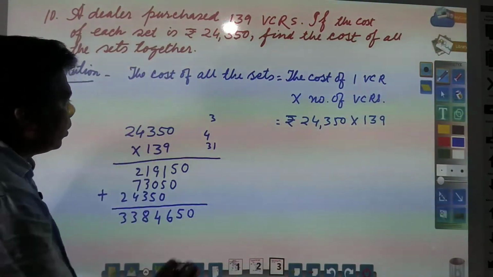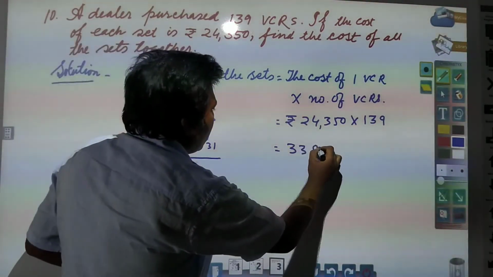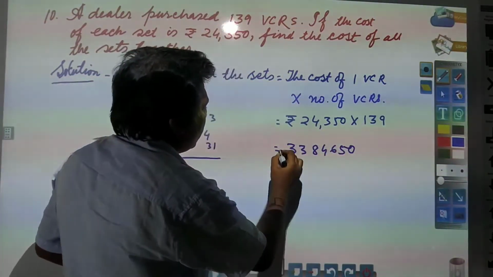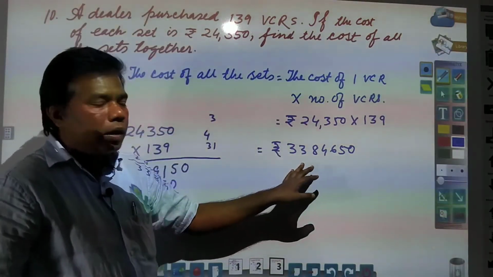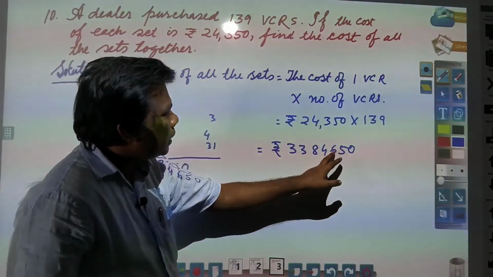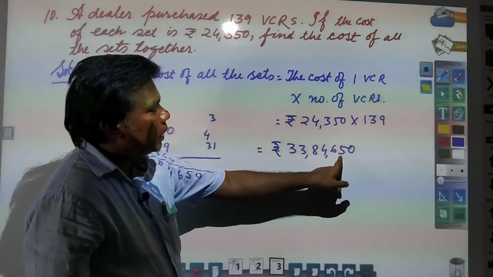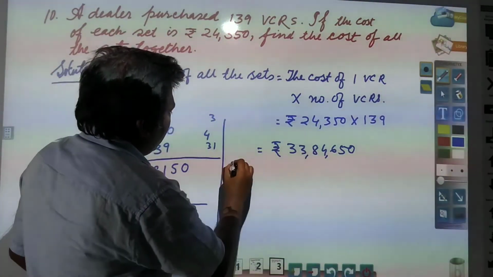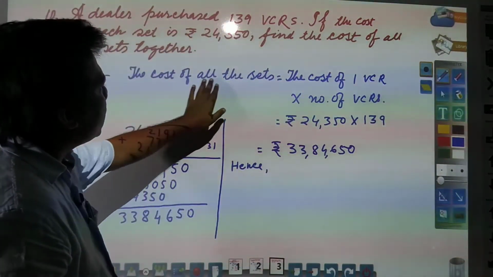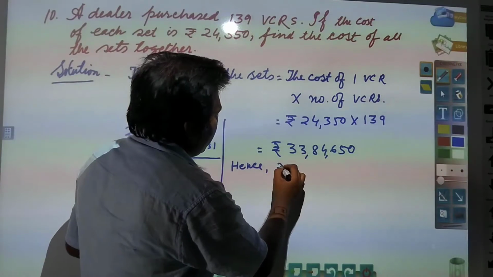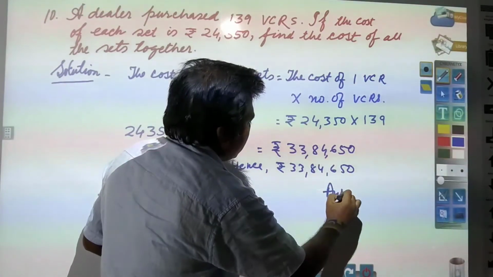So you will get 3384650, this much rupees. So the cost of all sets will be this much rupees. How much is it? Ones, tens, hundreds, thousands, ten thousands, lakh, means 33 lakh 84,650. So you will write hence, or simply already you have written here the cost of all the sets, it is not required. This will be your answer, 3384650. This will be your answer.